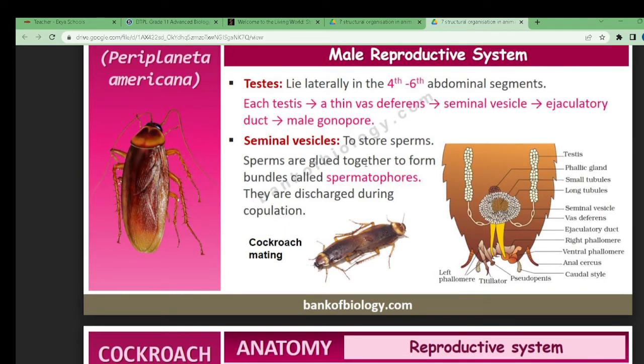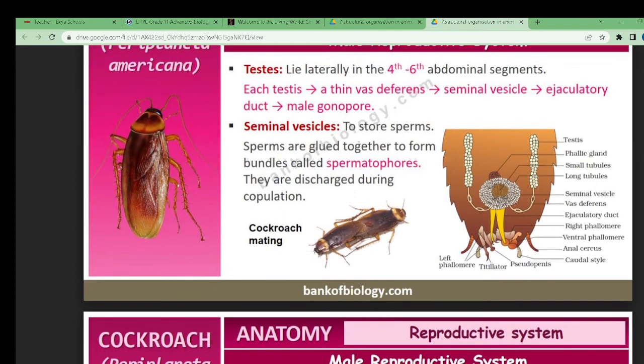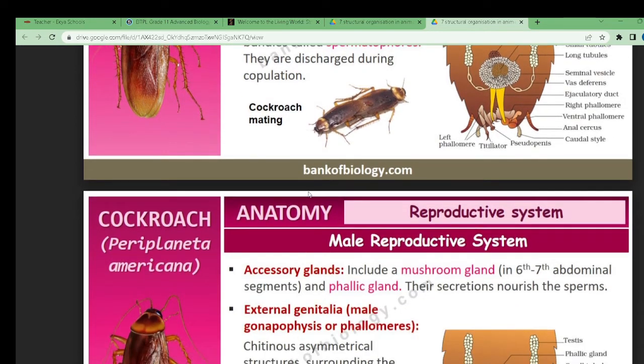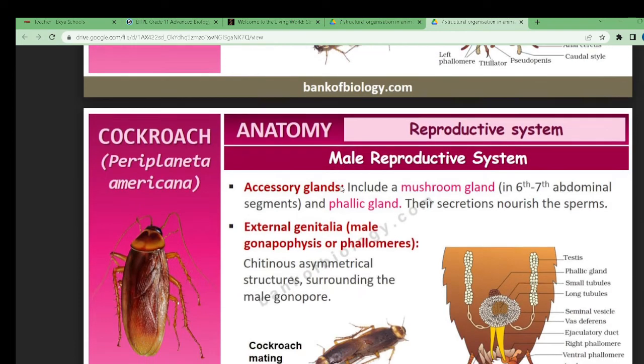The seminal vesicle is generally used for storage of the sperm, and together they are known as spermatophores. They are discharged during copulation. You can see the cockroach mating here.